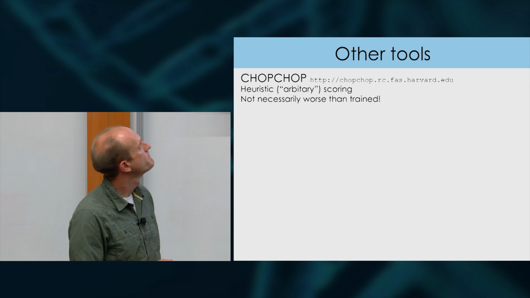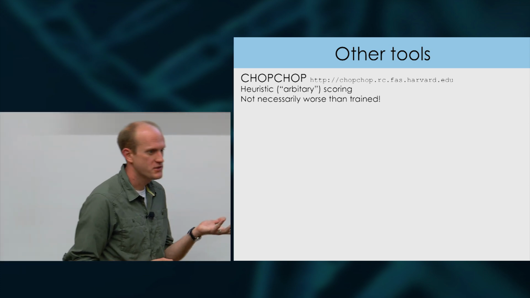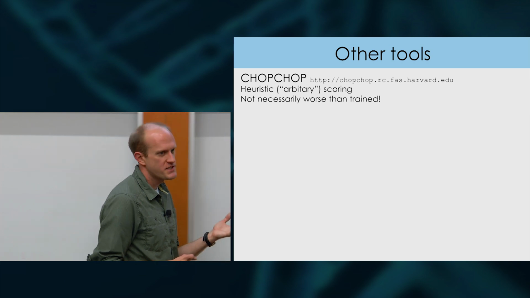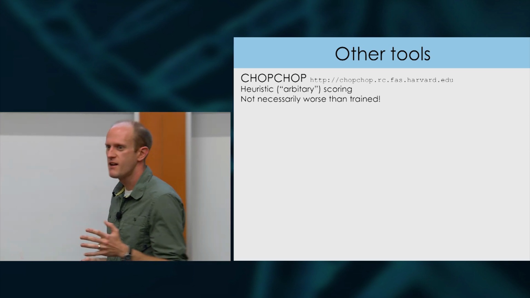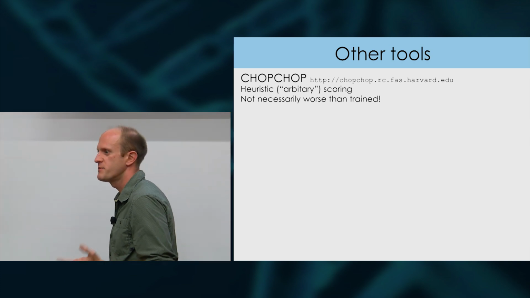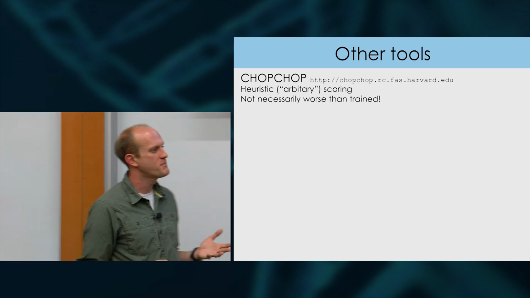It looks really nice. There are other tools. And these are so-called heuristic tools. And heuristic basically means people come up with arbitrary rules. And all I want to say about those is that arbitrary rules doesn't necessarily mean bad. Just because something wasn't machine trained, doesn't have machine learning, doesn't mean that it's bad.